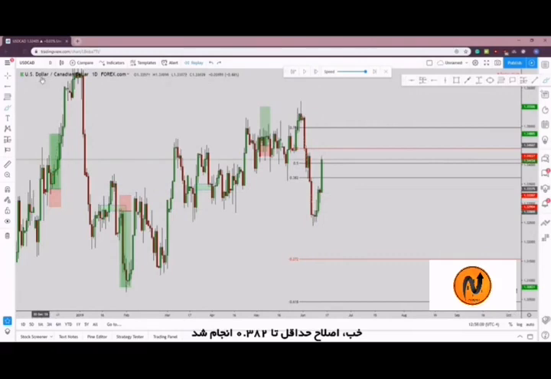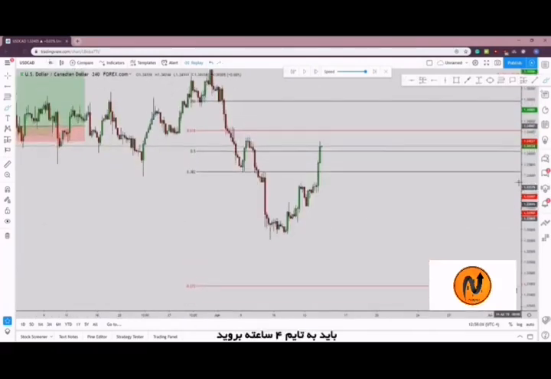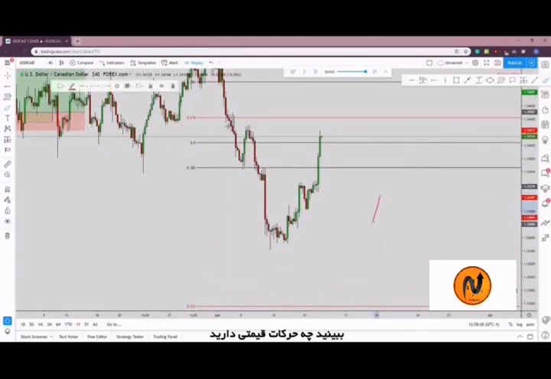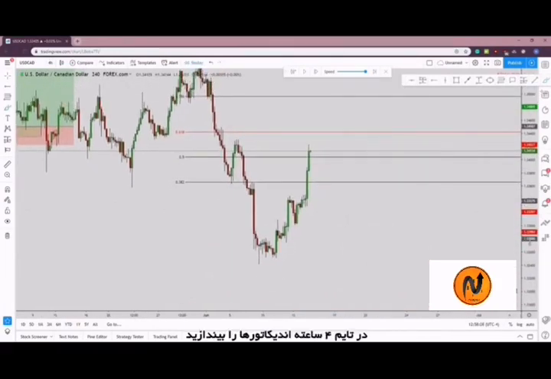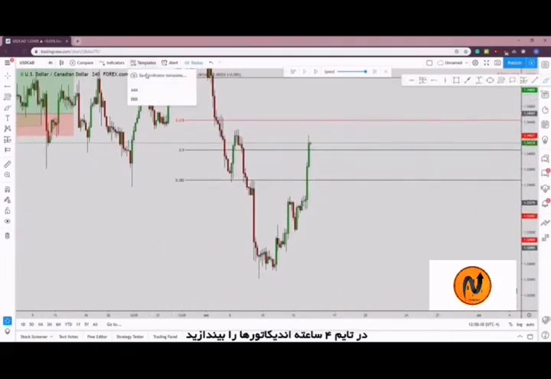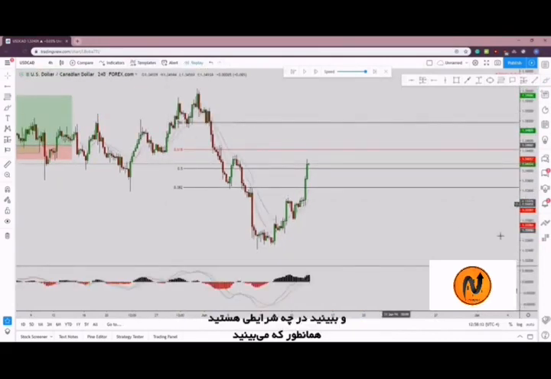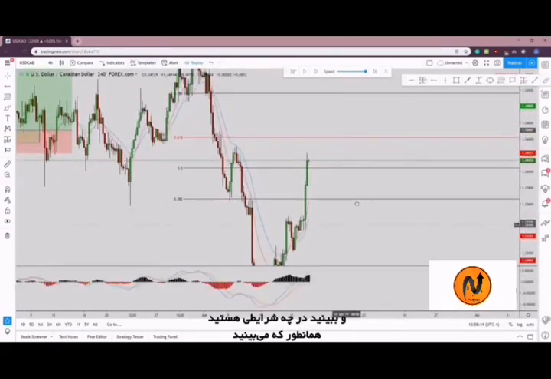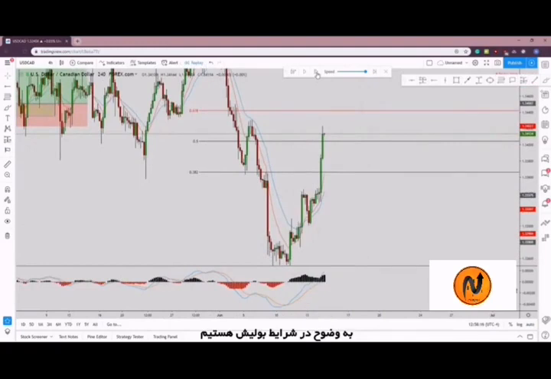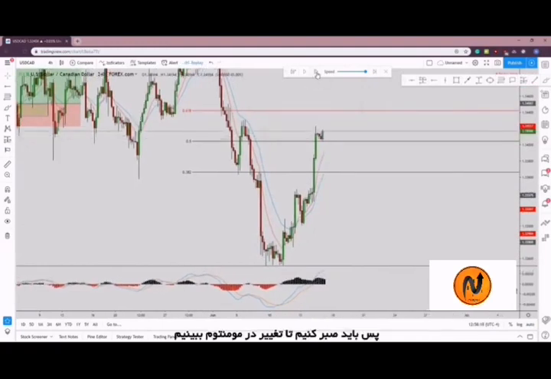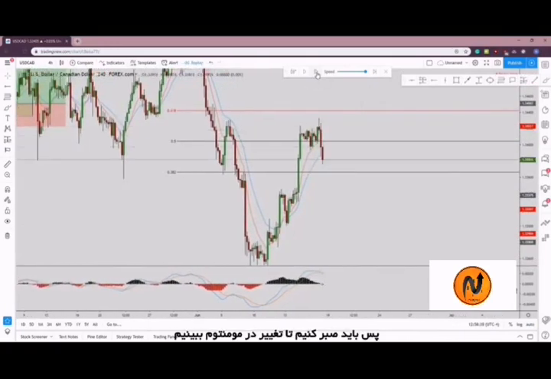Perfect. Now we got the retracement that leads to the 382. What is the next step? You need to go on the 4 hours and see what kind of price action you're getting on the 4-hour time frame. Put your indicators and see what kind of environment you're in. And as you can see, you are clearly in a bullish environment. So we need to wait and see a shift in momentum.